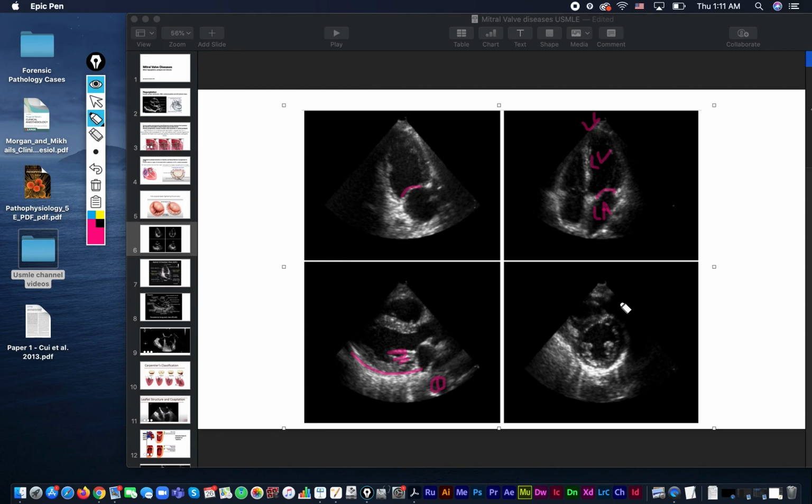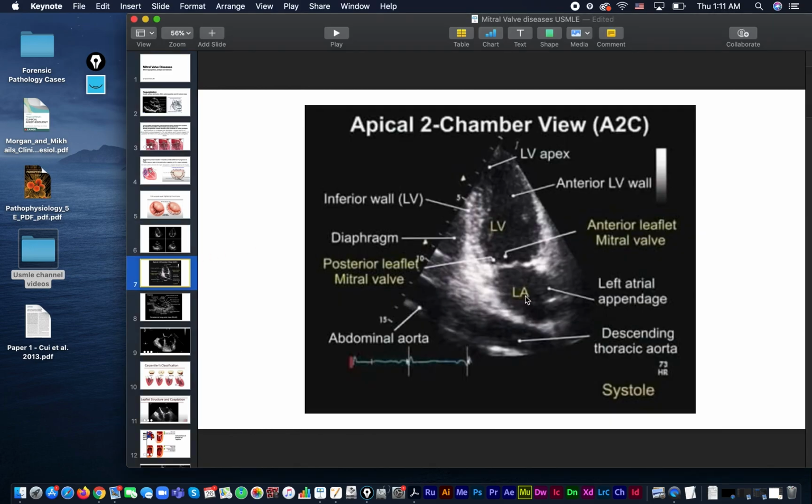And then this is the suprasternal notch, and that makes sense because if you're looking suprasternal, it makes sense that what you see is the left atrium and the mitral valve, right? And again, here too, you can see the pericardium. So you could rule out pericarditis, tamponade or effusion. So this is just the 2-chamber view.